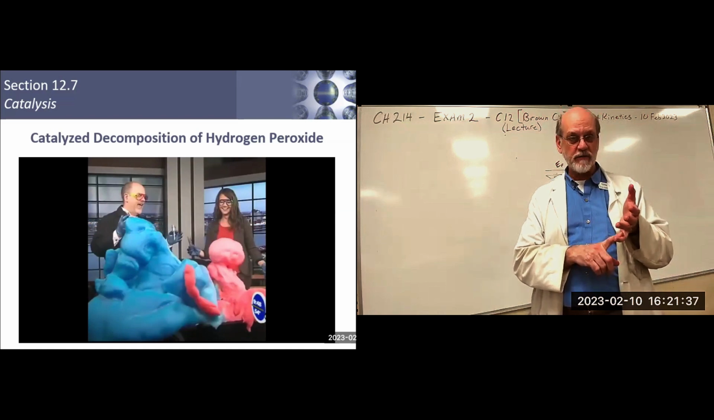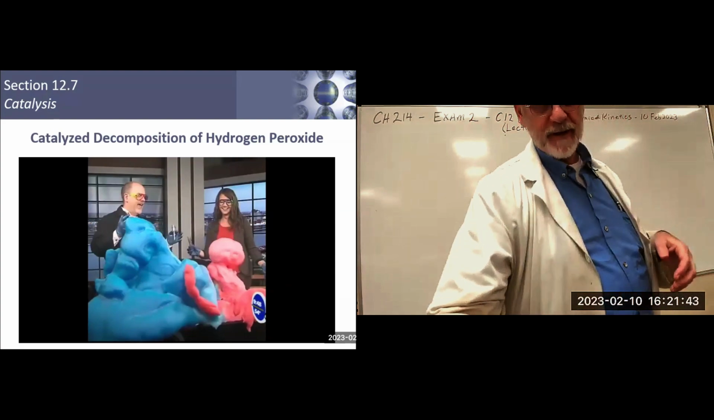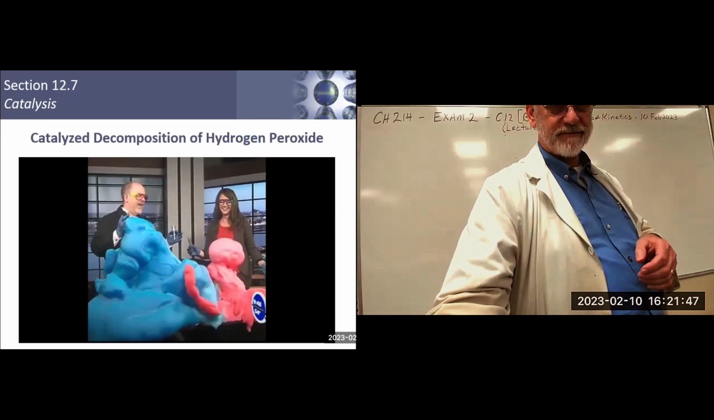Now, for this thing to really work well, it's not efficient to use 3% hydrogen peroxide off of your medicine shelf. This works a whole lot better if you use 30% or better hydrogen peroxide. And you have a little dish soap in there to make the bubbles and some color.